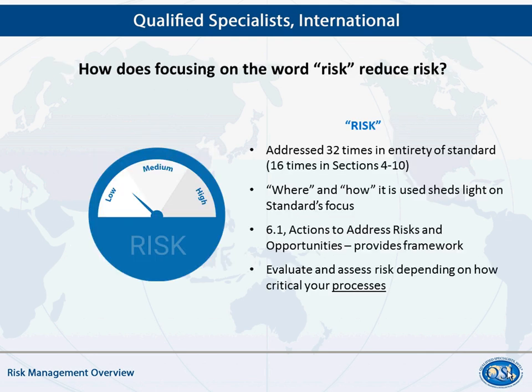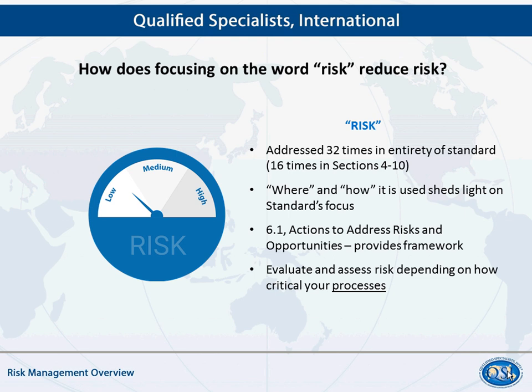Okay, so when you take a look at risk, risk overall is addressed about 32 times. When I say 32 times, I'm talking about the word risk itself, and also words like appropriate and suitable. Where and how those words are used sheds light on the focus of the standard and hence your quality management system.